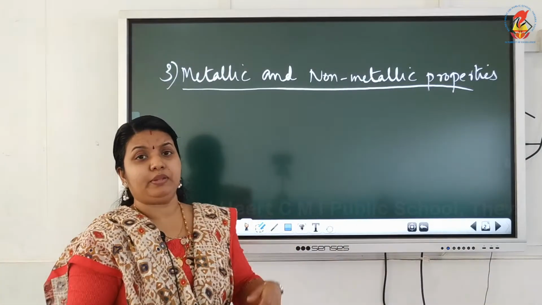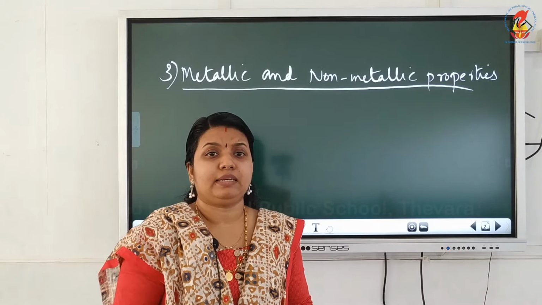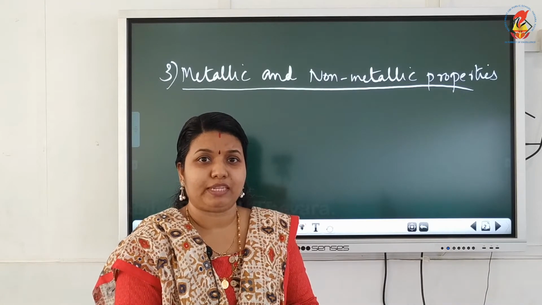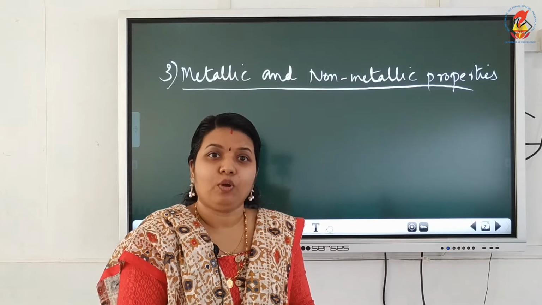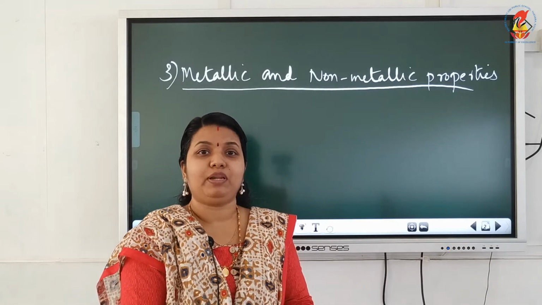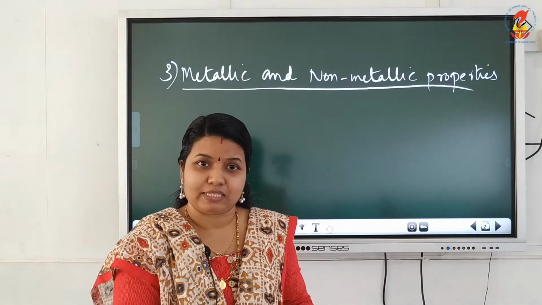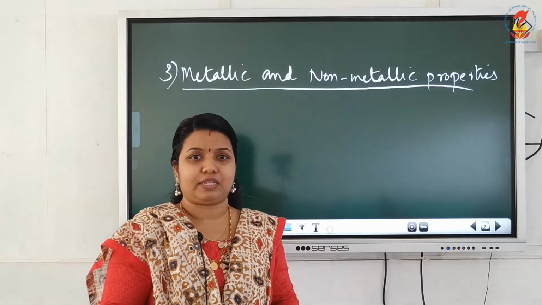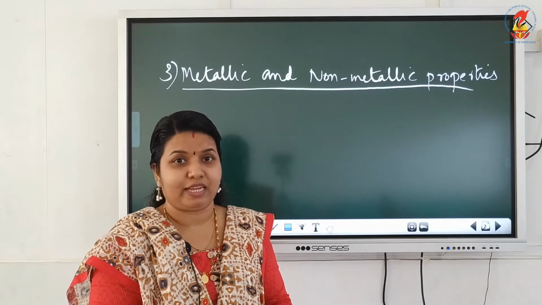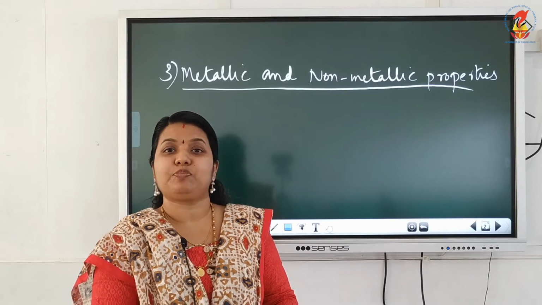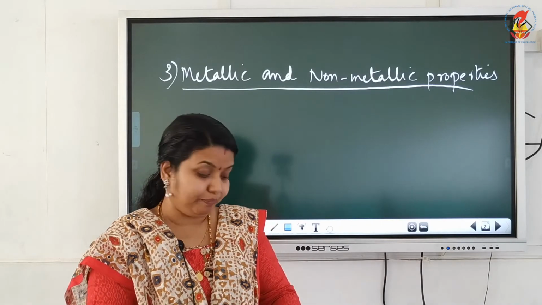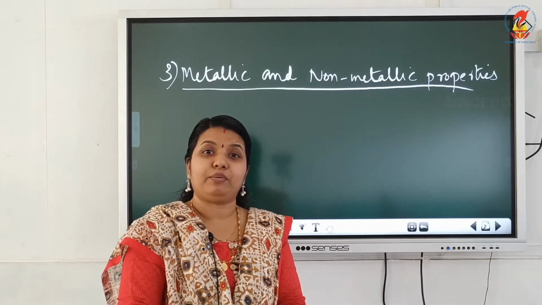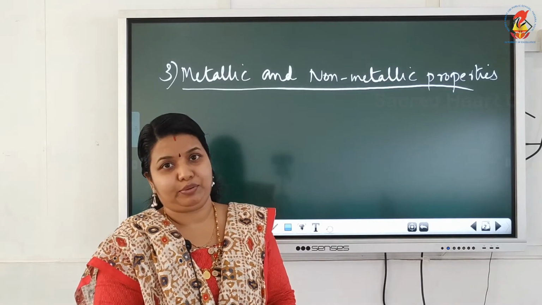So, in the modern periodic table, metals are seen on the left hand side. On the right hand side of the periodic table we can see non-metals. Metals are given green color. We can see that all metals are coming on the left hand side of the periodic table with the exception of hydrogen. Hydrogen, as you know, is a special or unique element. Now non-metals are given yellow color and they are found on the right hand side of the periodic table.